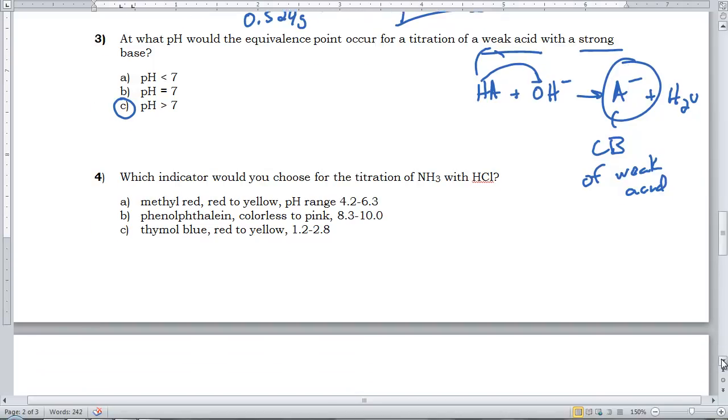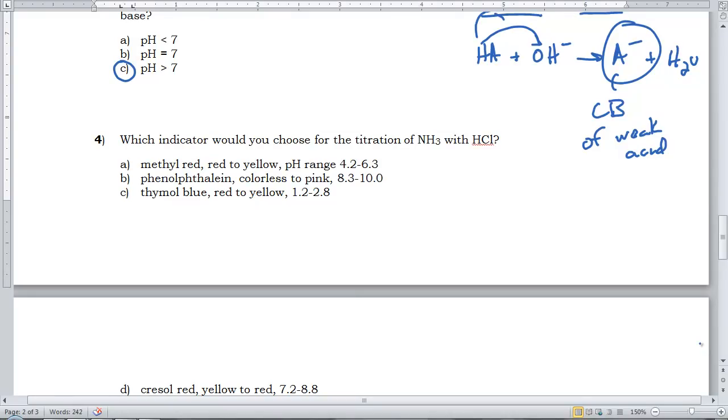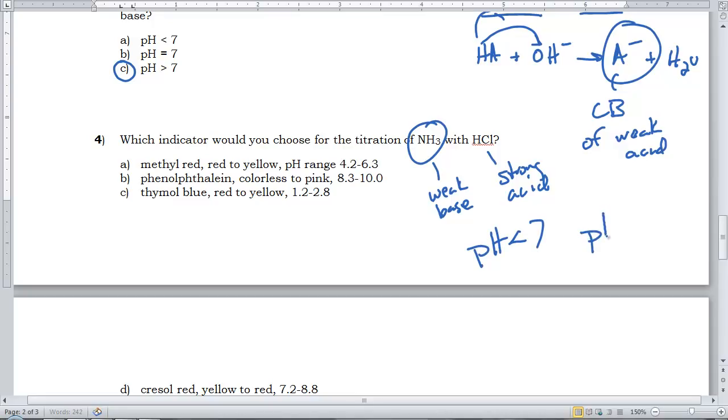All right. Indicator question. We've kind of talked about indicators. I didn't do the best job there. But what is ammonia? Weak base. HCl. Strong acid. Now you'll probably memorize this, that the pH is less than 7 at the equivalence point. Typical pH is about 5 for your typical weak base, strong acid. So you want an indicator that changes about 5, which would be choice A. So that would be the best choice.